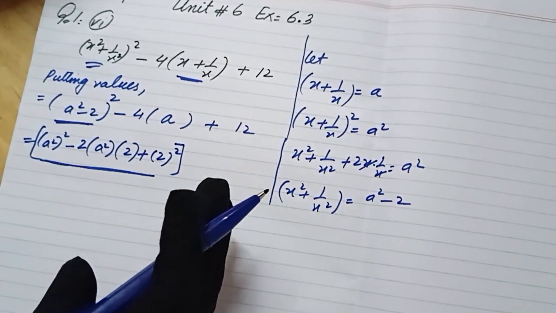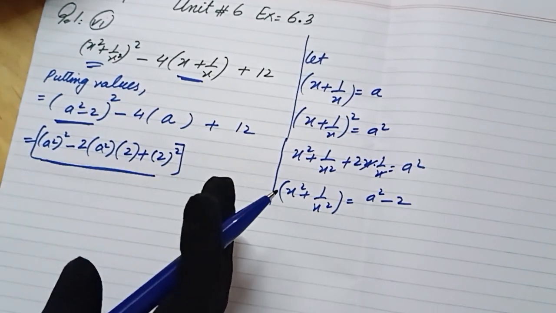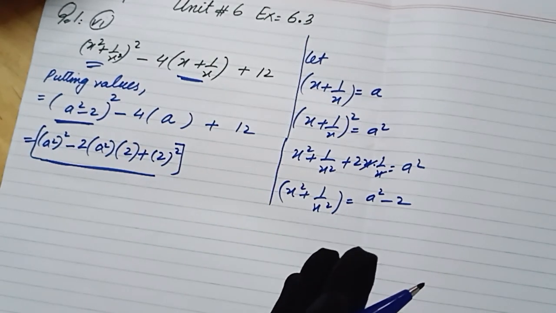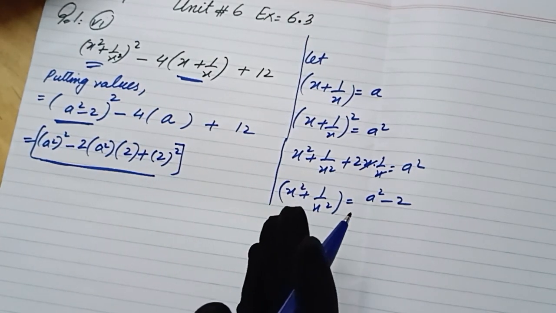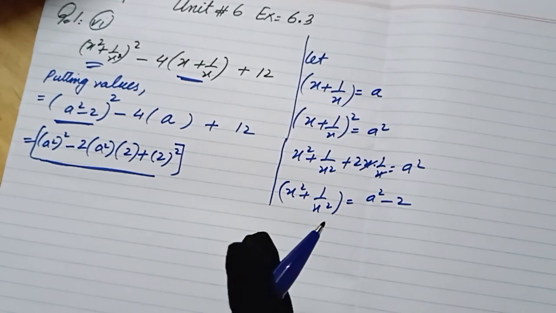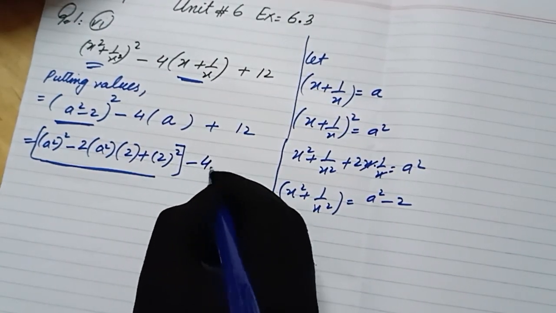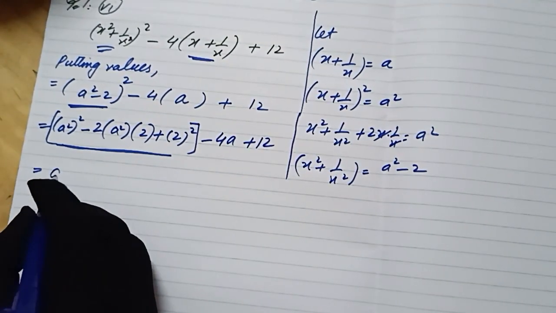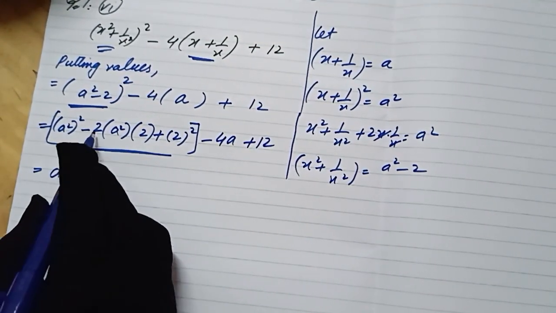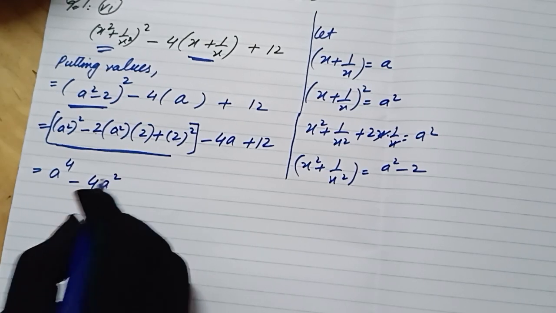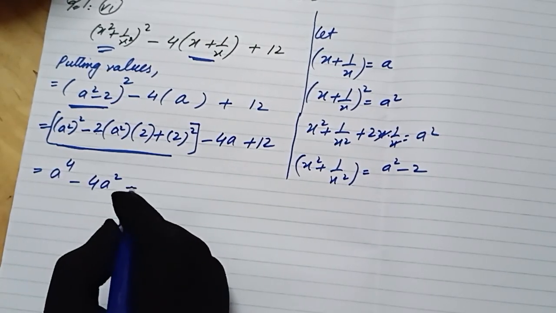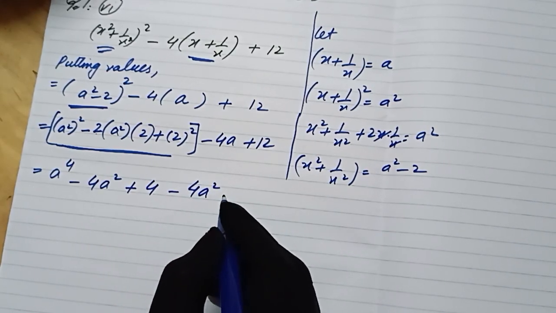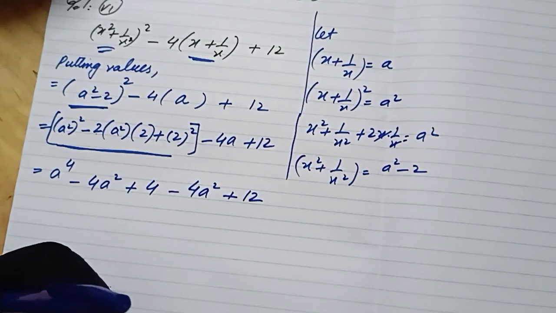If you are still not good at opening the square, please practice a plus b whole squared in many different formations of a and b, and a minus b whole squared taking different values in place of a and b. Minus 4a plus 12. This will become a to the power 4, minus 2 times the 4a squared, plus 4, minus 4a and plus 12.